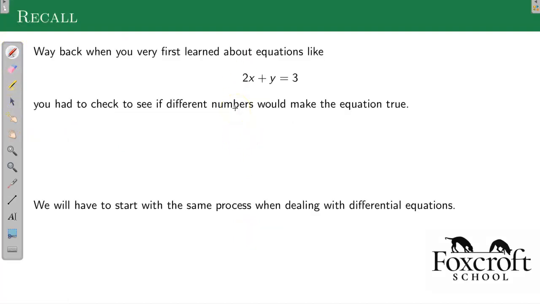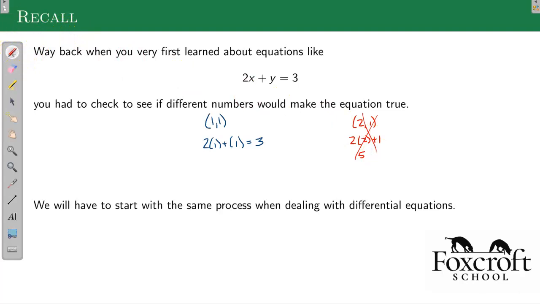Going back really far in your algebra career, we talked about solutions to an equation. A solution is anything that makes the equal sign true. For instance, in this equation, the point (1, 1) is a solution because if I put in 1 for x and 1 for y, I get 3, which is equal to 3. So (1, 1) is a solution because it makes the equal sign true. (2, 1) is not a solution because if I plug that in, I get 5, and that's not equal to 3.